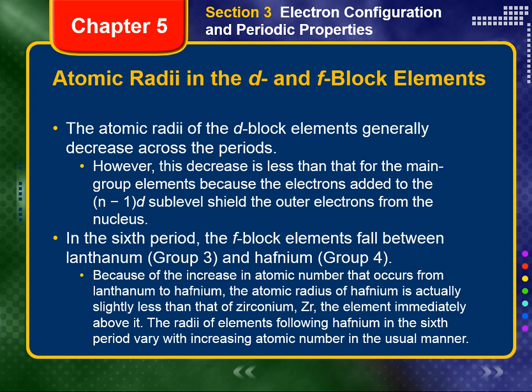In the 6th period, the F block elements fall between lanthanum, group 3, and hafnium, group 4. Because of the increase in atomic number that occurs from lanthanum to hafnium, the atomic radius of hafnium is actually slightly less than that of zirconium, Zr, which is the element immediately above it. The radii of the elements following hafnium in the 6th period vary with increasing atomic number in the usual manner.